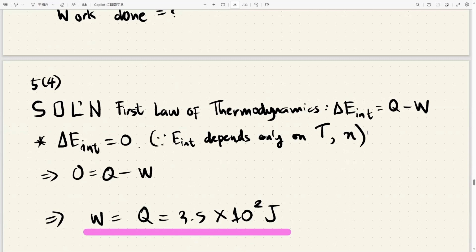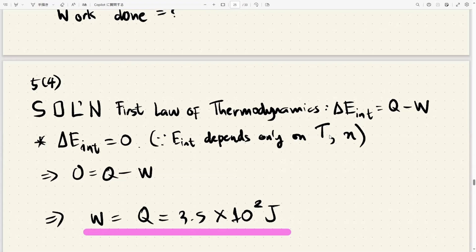In this case, we are told that the temperature is kept constant. This was an isothermal expansion, and so the change in internal energy is zero. There is no change in internal energy because internal energy depends only on temperature and the amount of gas in the system. Obviously, there is no change in the amount of gas in the system. That is safe to assume.